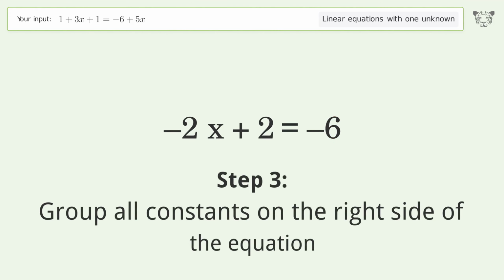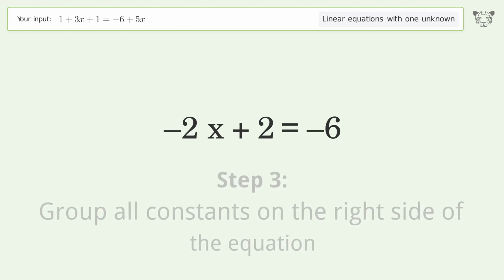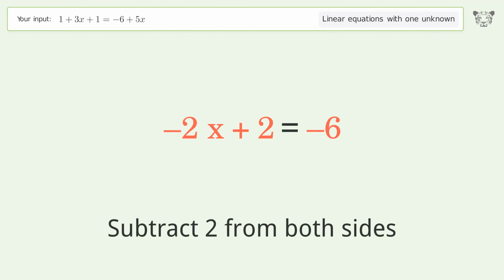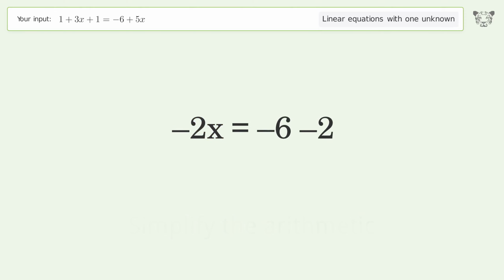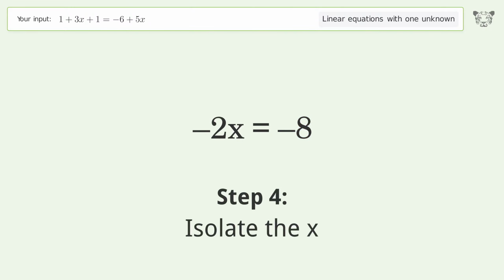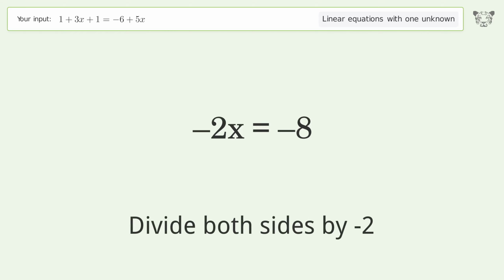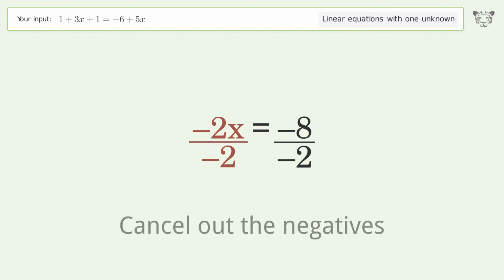Group all constants on the right side of the equation. Subtract 2 from both sides. Simplify the arithmetic. Isolate the x. Divide both sides by -2. Cancel out the negatives.